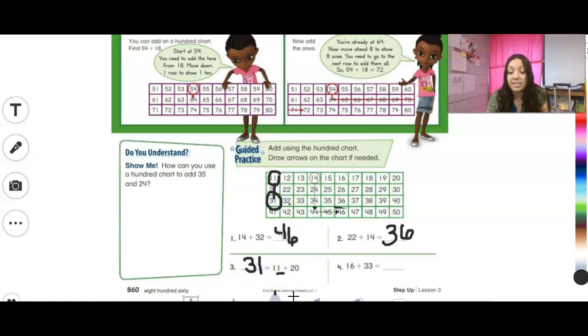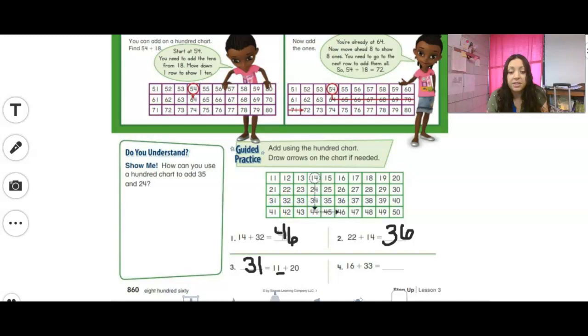Very good. And I can check myself. I can say, okay, I have 1 ten over here and then 2 tens. 1 plus 2 is 3. Then I have 1 one and 0 ones. 1 plus 0 is 1. Good job. All right, let's try another one.